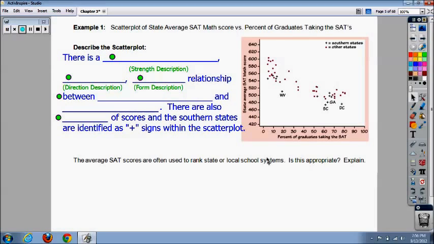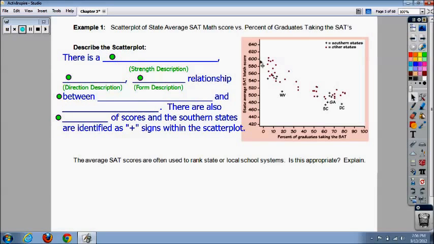All right, so now we're going to define describing a scatter plot. This statement right here is kind of like your SOCS statement, but for scatter plots. You're going to make every statement look very similar to this. We're going to say there is, and first we're going to talk about strength. Really, you could talk about direction, form, strength. You could mix these up any way you want. Typically, we'll start off with strength, then talk about direction, and then form. But again, it could go any way you want.